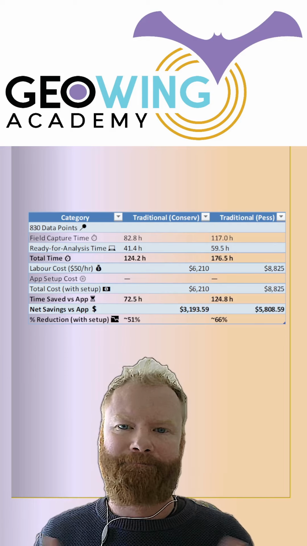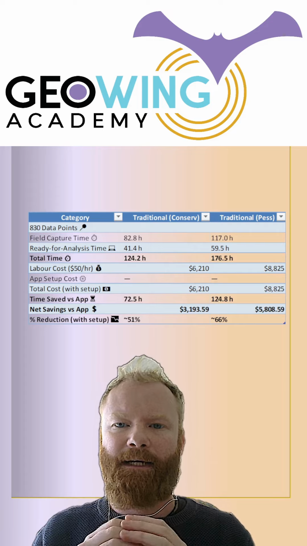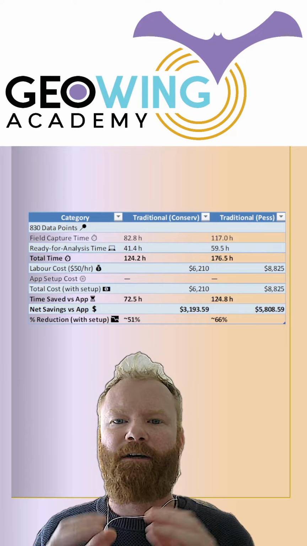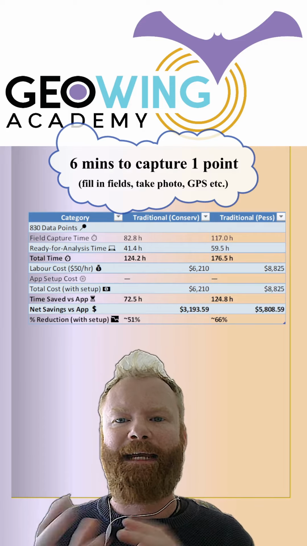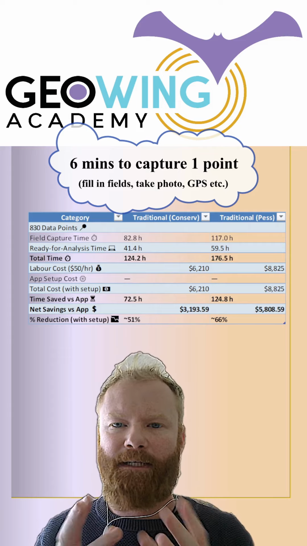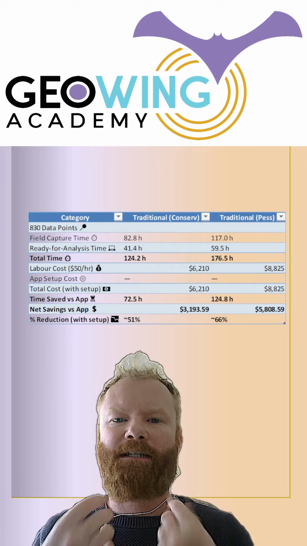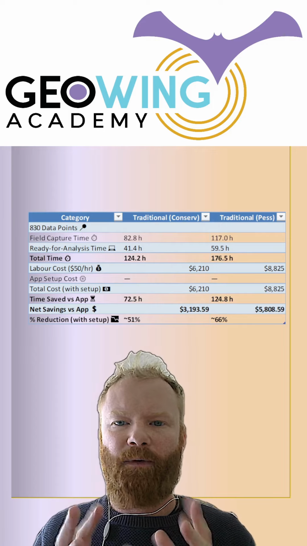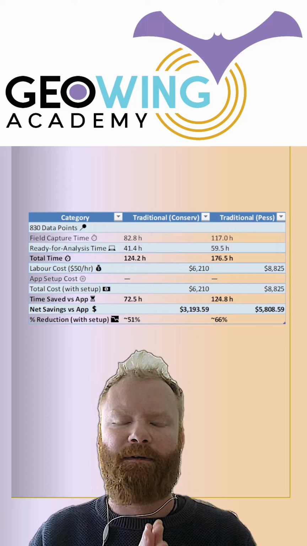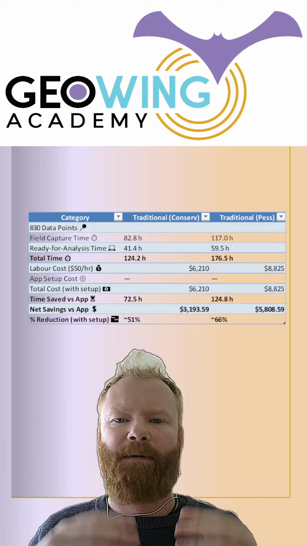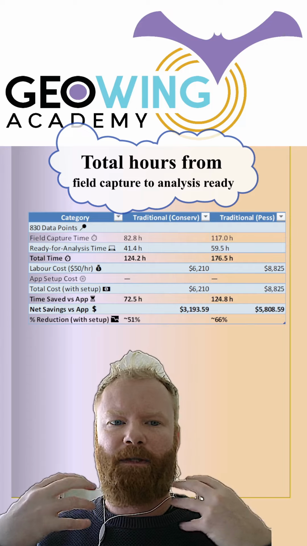So first, let's have a look at time. The first column here gives a conservative view of how quickly data can be collected in the field and translated as well to get it ready for analysis. So field time, for a conservative view of about 6 minutes, is around 82 hours in the field for the 830 data points, and around 117 for the pessimistic view. And then time to translate the data is around 41 hours in the conservative view, and around 59.5 hours for a pessimistic view. So this equates to about 124 hours for the conservative and about 176 hours for the pessimistic view.